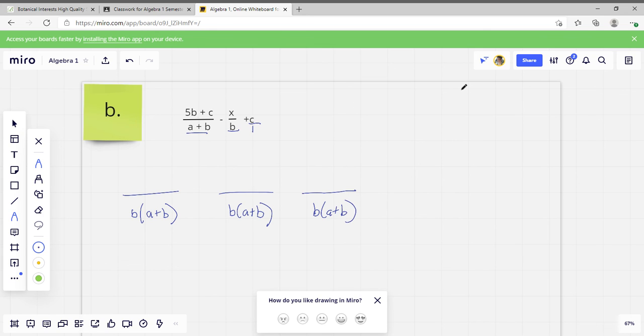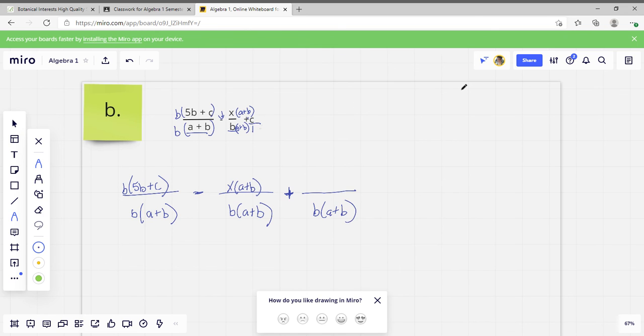Okay, so for this one, I had to multiply this a plus b times b. So I got to multiply the top times b. So I'll have b times 5b plus c. This one I had to multiply times a plus b. So I got to do that on the top. That'll be a minus sign because of this negative right there. And I'll have x times a plus b. And that's a plus sign because of this plus sign here.